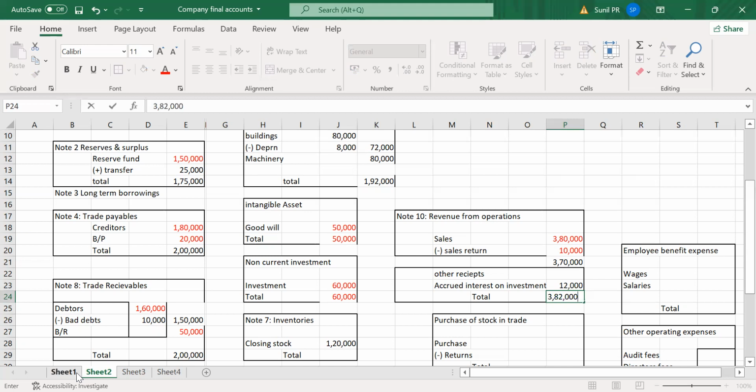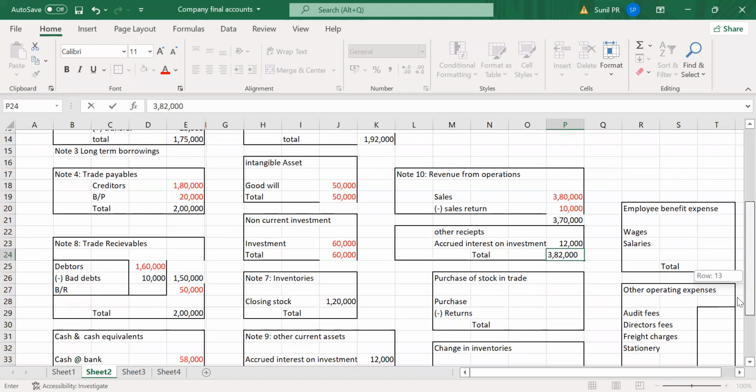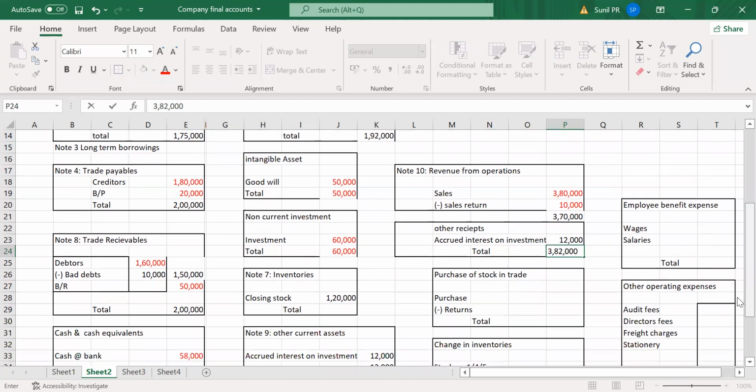Then sales minus sales return. After that, you will be having note 10, which is over now. Apart from that, you also have note 11, 12, 13, like that. You have purchase of stock in trade.